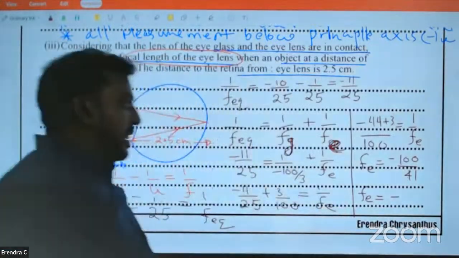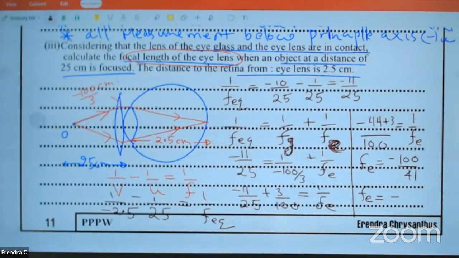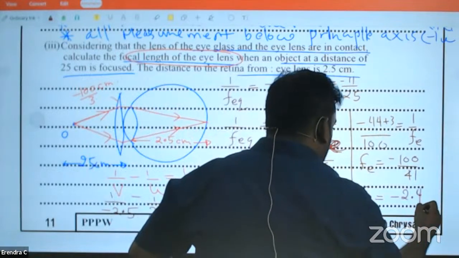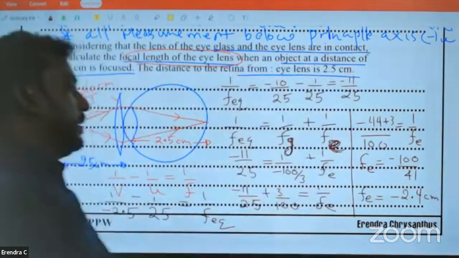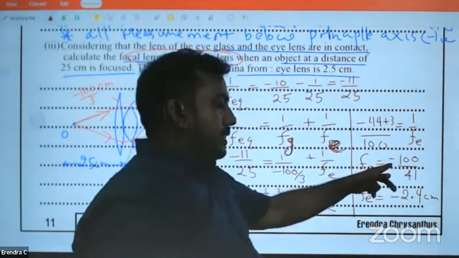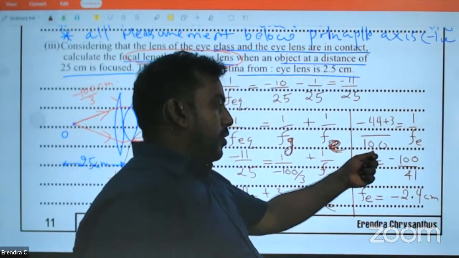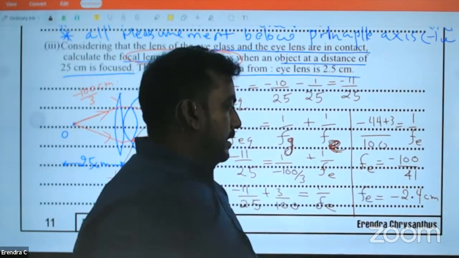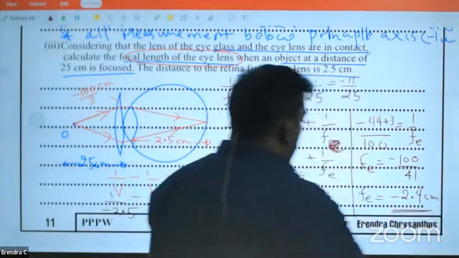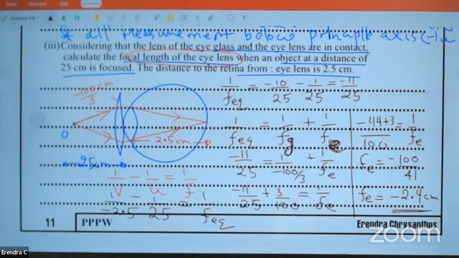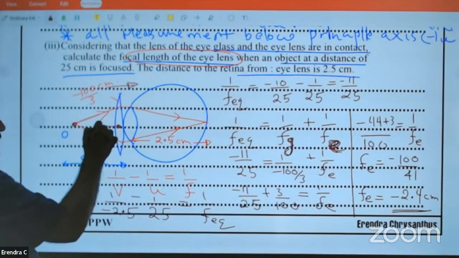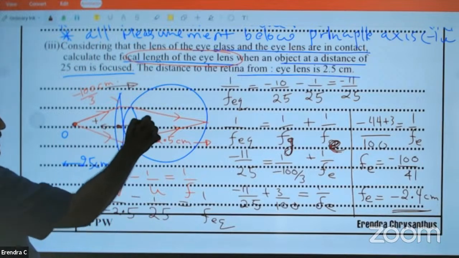If you divide this, first the answer you will get, minus 100 divided by 41 is how much? Minus 2.4 centimeter. For 82 you have 2, 180. 180 means 41 times 4, 164. So minus 2.4 centimeter focal length of the eye. So I'm taking this as the object distance. Light is going that way. All optical center, opposite is positive in the direction minus.